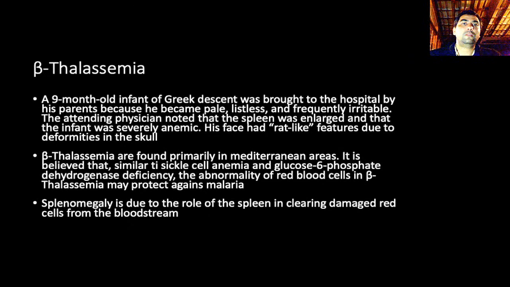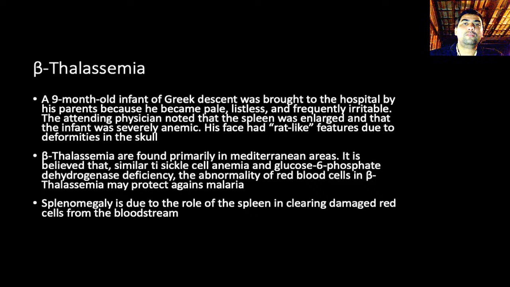Beta-thalassemia case. A 9-month-old infant of Greek descent was brought to the hospital by his parents because he became pale, listless, and frequently irritable. The attending physician noted that the spleen was enlarged and that the infant was severely anemic. His face had rat-like features due to deformities in the skull.